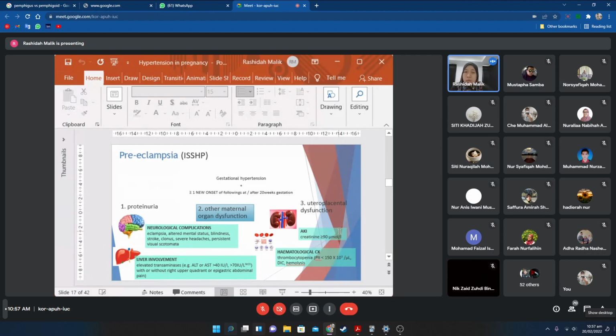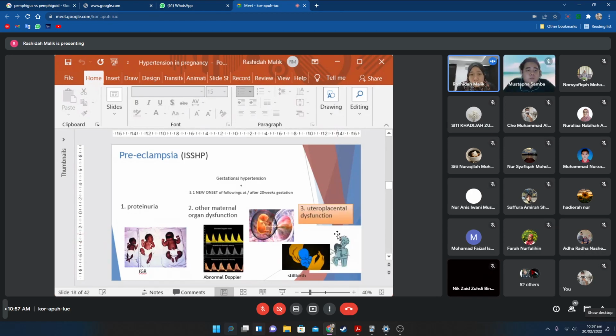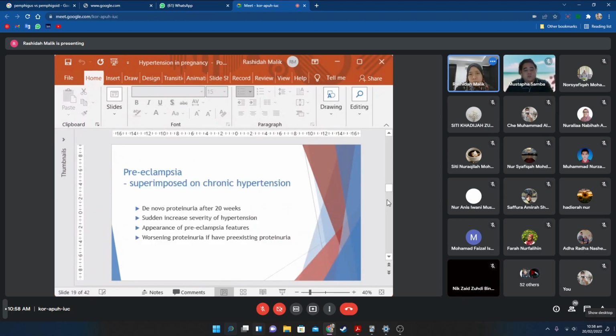Or if the patient has hypertension, without observed maternal organ dysfunction or proteinuria, but the baby is already affected, uteroplacental dysfunction, you can see that in IUGR babies, or abnormal Dopplers, or the patient has a stillbirth with gestational hypertension, it is also termed as preeclampsia.